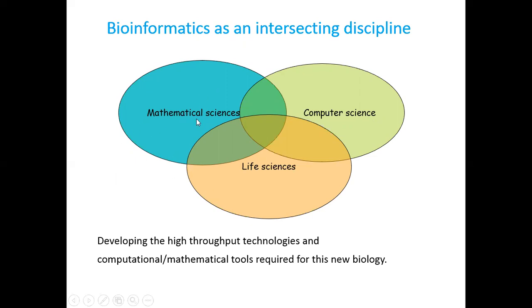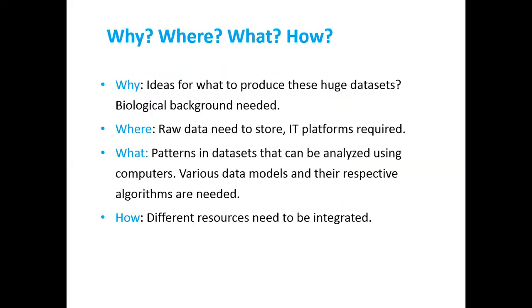So we have mathematical science, computer science, and life sciences, biology. When we combine all of these three, we came to know that there is a new domain of biology which is called bioinformatics. So bioinformatics is a combination of different computational and life sciences: mathematical science, computer science, and life sciences. All three combined, and then there is a new field which is called bioinformatics.